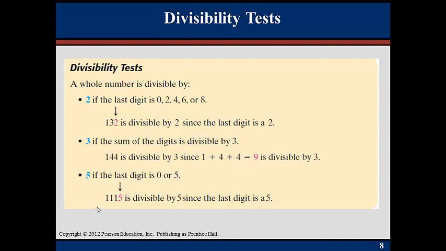Here are some tests for dividing a whole number. If the number is even, it is divisible by 2. So for example, 88 can be divided by 2, or 46 can be divided by 2. If the sum of the digits is divisible by 3, then the number is divisible by 3. So 93. If I take 9 and 3 and add them, we will get 12, and you can divide 12 by 3. Therefore, 93 can be divided by 3.